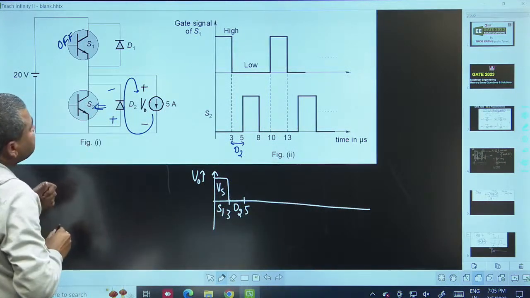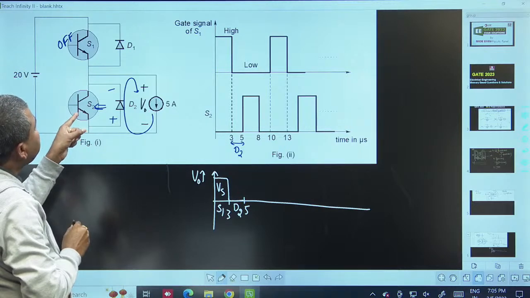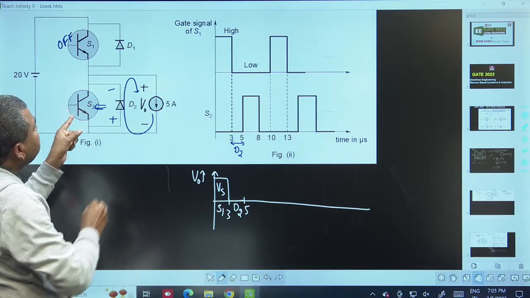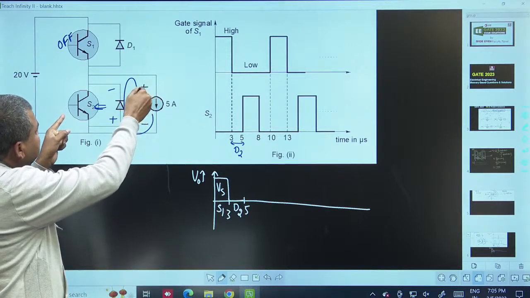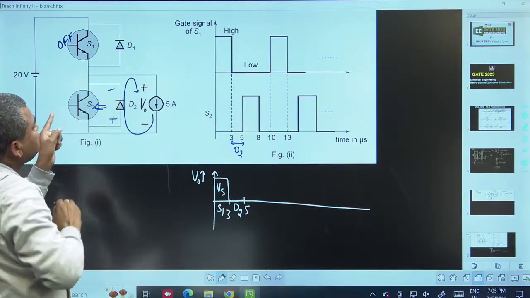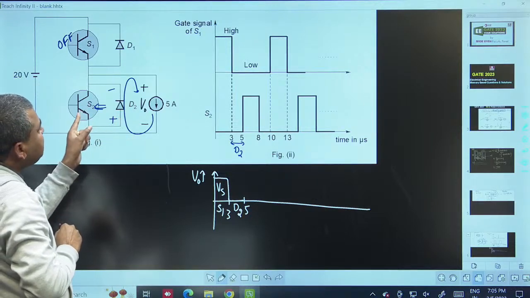It will reverse bias S2. So even though the gate signal is given for S2, it will not turn on, because D2 is already conducting, because the current is already positive. S2 cannot conduct because the current is already positive. So the drop of D2 will reverse bias S2.